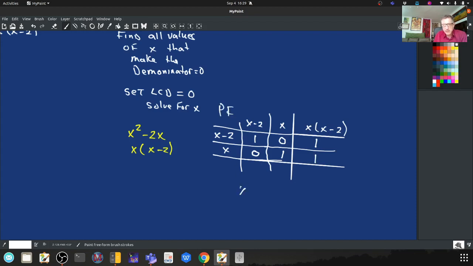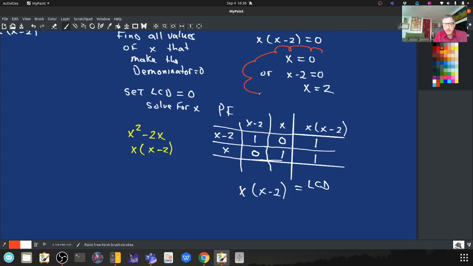So the LCD is x times x minus 2, each raised to the exponent of the largest number in each row. And the largest number is 1. So my LCD is x times x minus 2. So let's set x times x minus 2 equal to 0. Well, that means x is equal to 0, or x minus 2 is equal to 0, which means x is equal to 2. And I want to keep this information here.